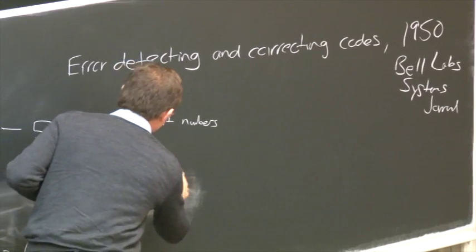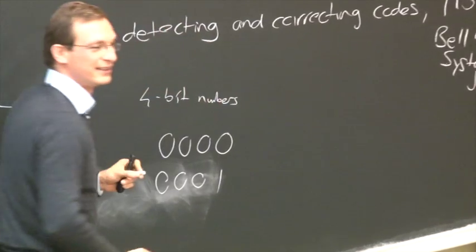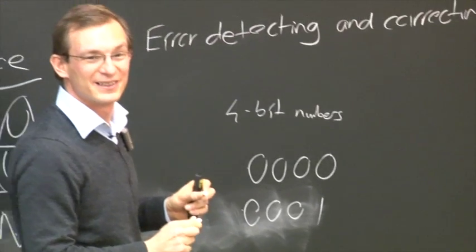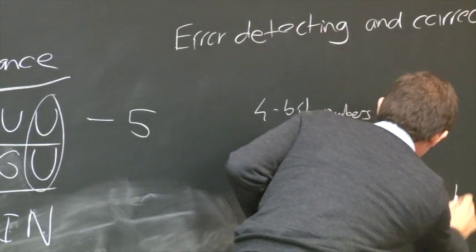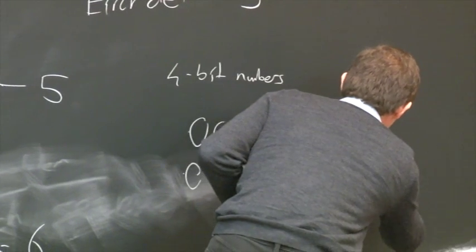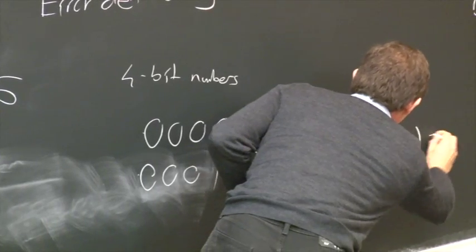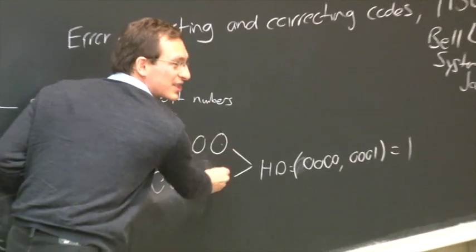One number is 0, 0, 0, 0. The other number is 0, 0, 0, 1. The Hamming distance between these two numbers is what? 1, right? So the Hamming distance between these two numbers is 1. Or you could be more formal: the Hamming distance between 0, 0, 0, 0 and 0, 0, 0, 1 is 1, because they differ only in one location in their symbols.